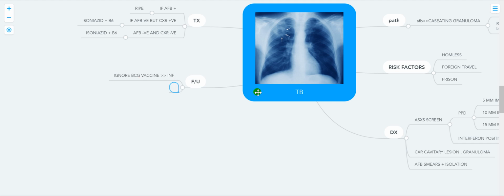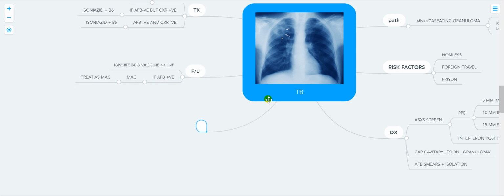And if the acid-fast bacilli positive, but weeks later turns out to be Mycobacterium avium complex, treat as Mycobacterium avium complex.